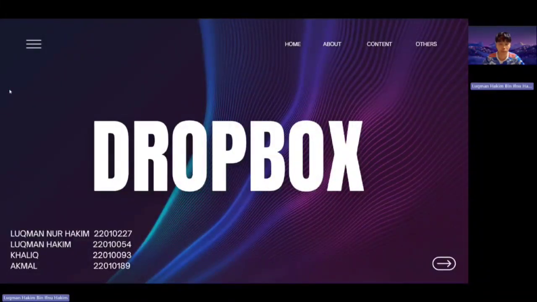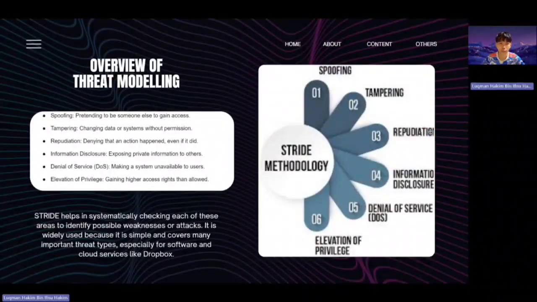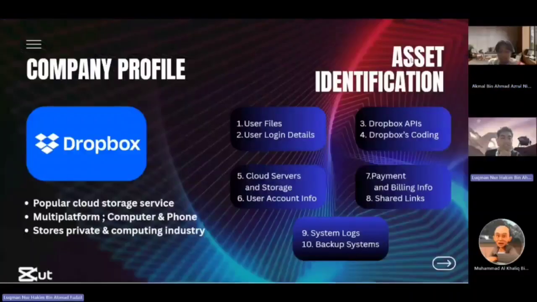Hello and Assalamualaikum. Our group is going to be presenting about Dropbox. Here is the overview of threat modeling, which we chose the STRIDE threat methodology. It basically consists of spoofing, tampering, repudiation, information disclosure, denial of service, and elevation of privilege. And next is Dropbox.